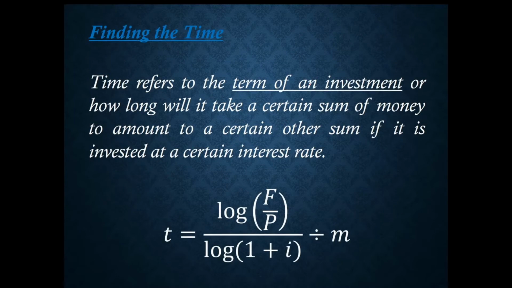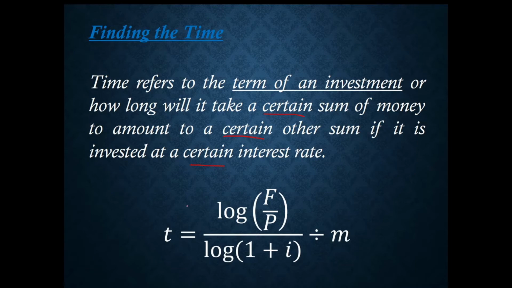Okay, so moving forward, aside from simply finding the amount and the present value or the principal, there are also instances where you need to find the term or the time involved in your word problem. The time or the term refers to how long it will take a certain sum of money to amount to a certain other sum if it's invested at a certain interest rate. So take note, there are quite a number of certain words there because it's not indicated exactly. So we need to consider that as well.